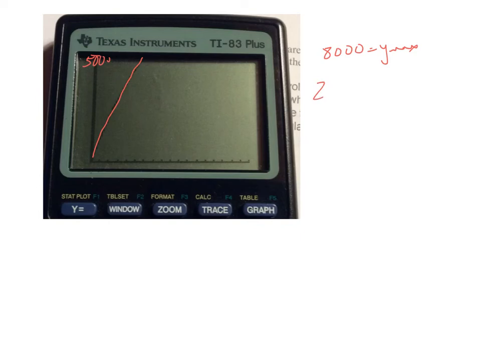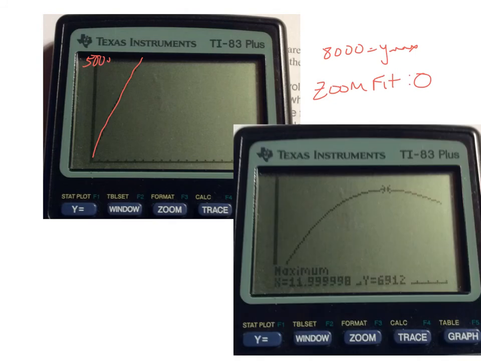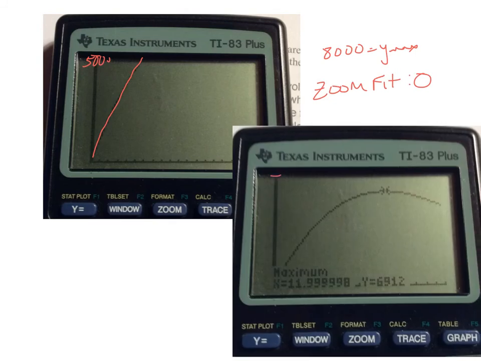Or you can try a zoom fit. If you go under zoom, usually the zoom fit is the 0 choice. Sometimes it will fit your curve to the part that you want, and sometimes you still have to work with the window settings anyways. So I'm just going to go ahead and plug in 8,000 for my Y max into my window. Now with a max of 8,000, I can definitely see the top, and I've done a calc max, and the calc max occurs at the point 12, since 11.9999998 is 12 for your calculator, comma 6912.